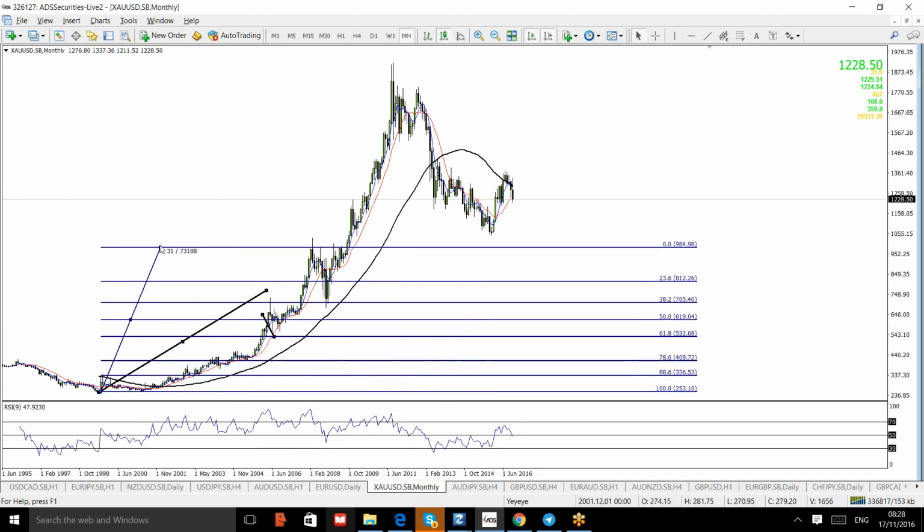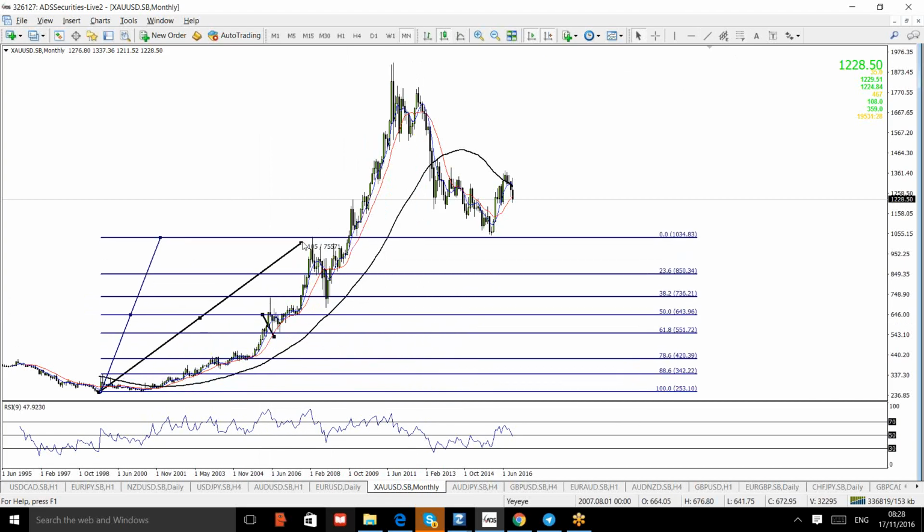Okay, let's move. Let me bring more clarity. I'll select a C which is even better. It's 38.2. The C rejects at 38.2. A, B, and C, guys. This leg A to B and then B to C, right? Everybody understands? 38.2 rejected, clear rejection. Can you see this? Hammer.